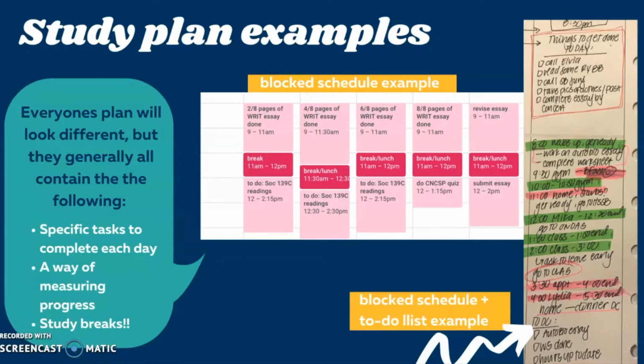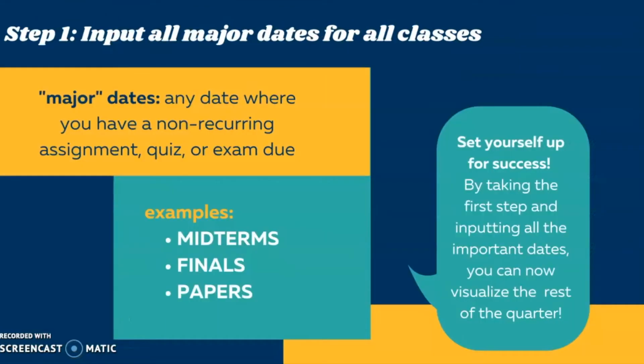Now that we've gone through the basics of what you need to know for getting organized, we're ready to get organized. So for the first step of getting organized, you're going to first want to put all the major dates for all of your classes into your calendar. I like to think of major dates as any date where you have a non-recurring assignment, quiz, or exam due. So for example, major dates would include midterms, finals, and final papers. Feel free to pause this video right now so you can go ahead and get those dates into your calendar.